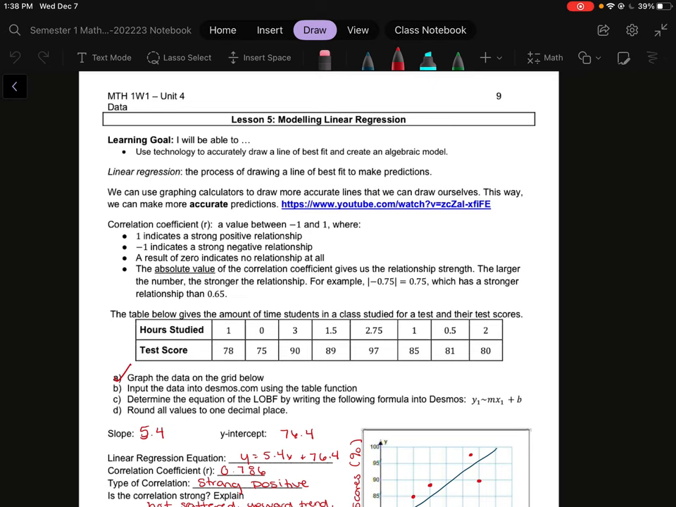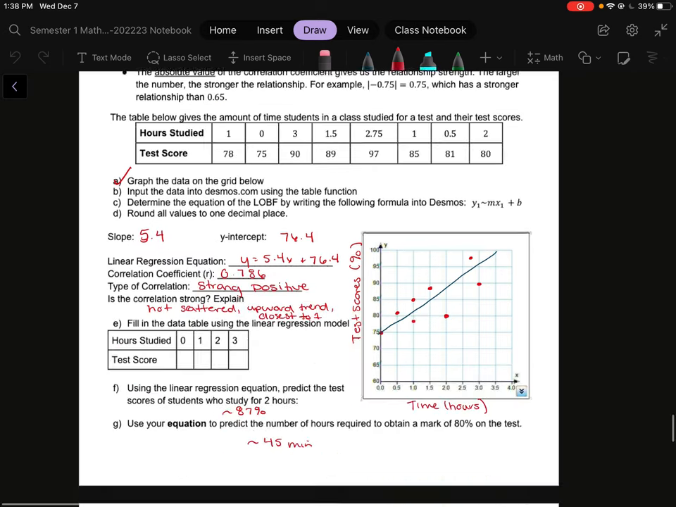We are going to look at the table below that gives us the amount of time students in a class study for a test versus their test scores. First, graph the data on the grid. We're always going to do our x and y axes. We have time and our test scores. Our test scores are going to be out of a percentage, and you can see here it goes up to 100, because everything's out of 100. Then we have our time, which is always in hours, and we can have a wide range of hours studied.